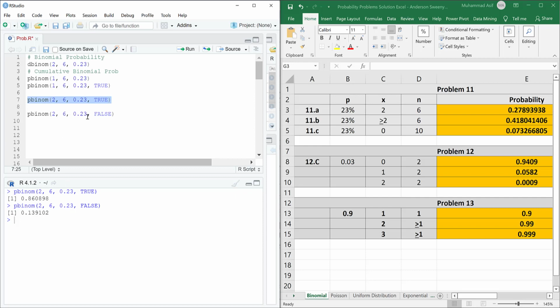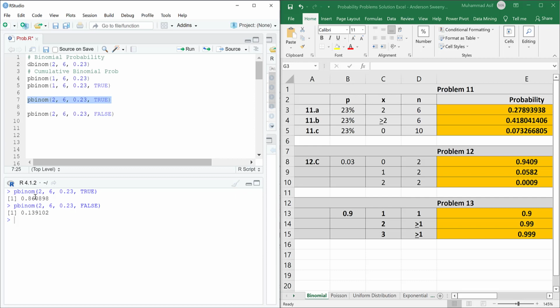And when we mention false here, it means we are talking about the upper tail. Then in that case, it would give the probability of greater than 2, which means 3, 4, 5 and 6. So if we use this formula dbinom, and I substitute here 3 and then 4, 5 and 6, and then I add them all together, they will be 0.1391, and with these two things, pbinom true and false, the total probability becomes 1.